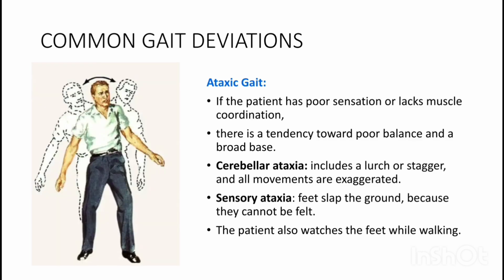The next is the ataxic gait, which is seen in cerebellar ataxia or the sensory ataxia, resulting from incoordination. The patient might have poor sensation or lack of muscle coordination. Due to the poor balance, the patient will demonstrate a broad base of support. In the cerebellar ataxia, there could be lurching or staggering gait, and movements will be exaggerated, also known as a drunkard gait. In sensory ataxia, due to the impaired sensation, the feet will slap the ground because the patient cannot feel, and the patient may also watch the foot while walking.